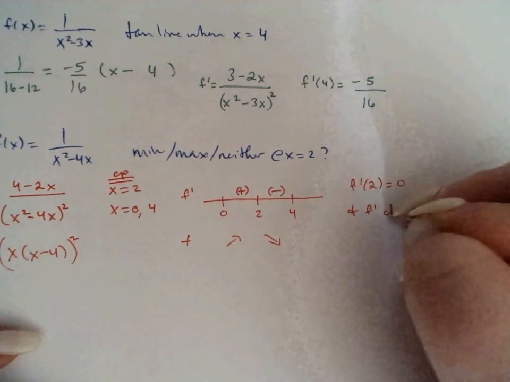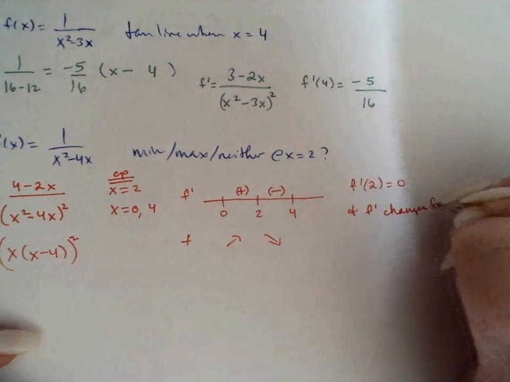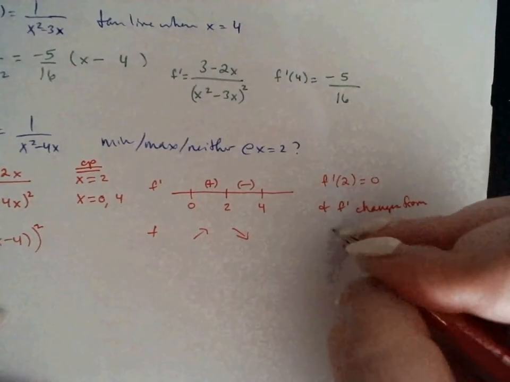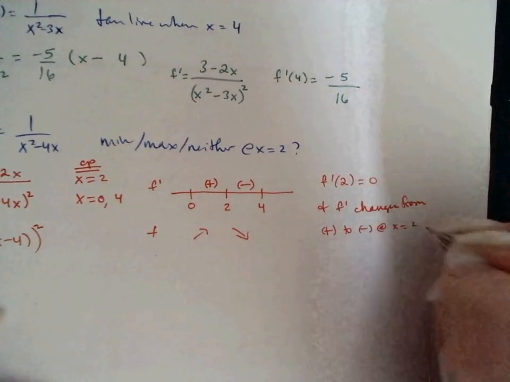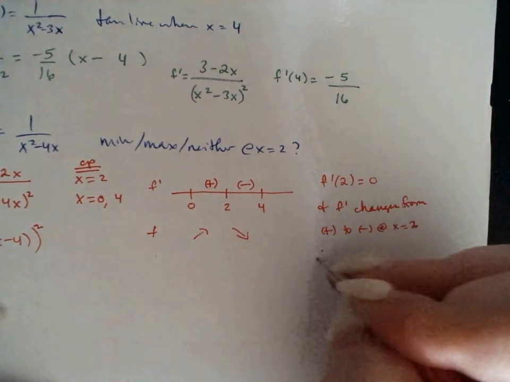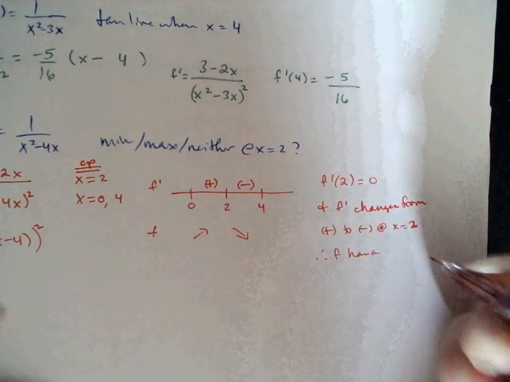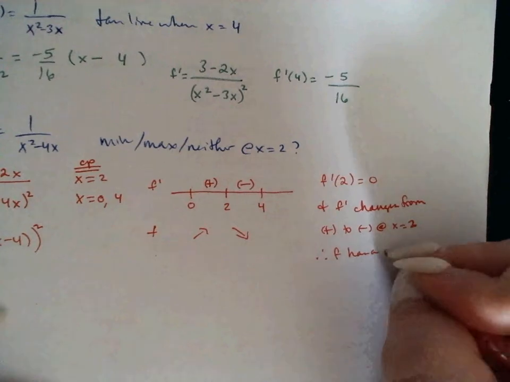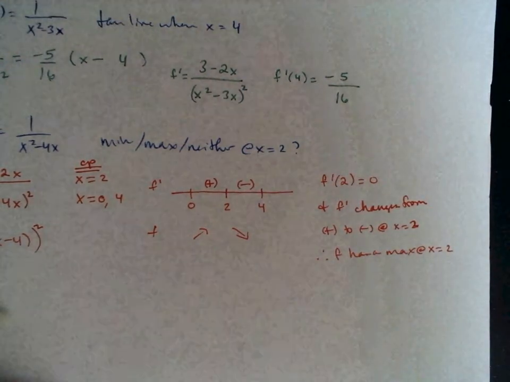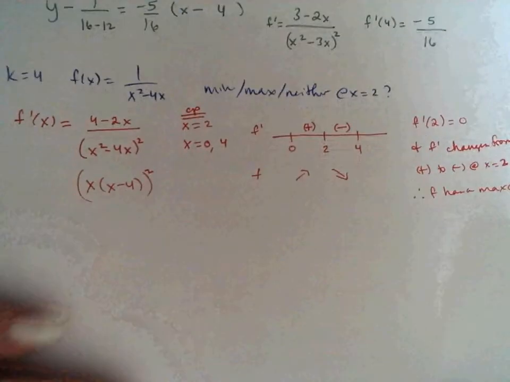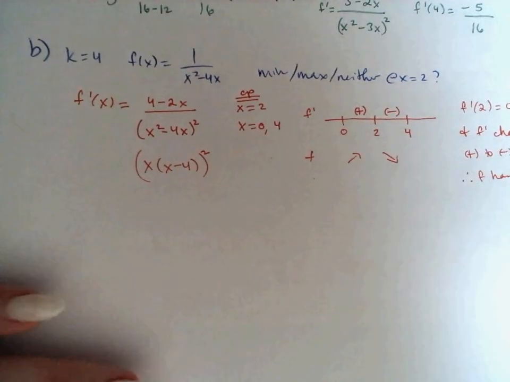So as it is, I'm going to say f prime of 2 equals 0, and f prime changes from positive to negative at x equals 2. Therefore, f has a max at x equals 2.